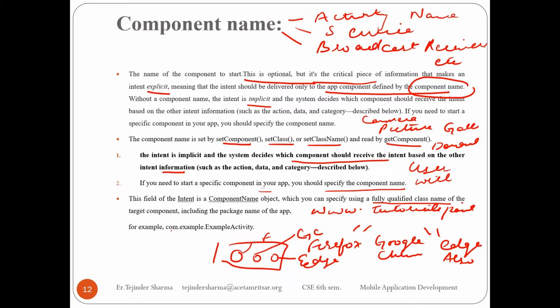For example, it is written com.example.exampleactivity. This is ExampleActivity. The project is named with the help of ExampleActivity, and its path is com.example. So whenever we are moving from one activity to another, we can write com.example.MainActivity2, or we can write com.example.MainActivity3. This is how the component works.